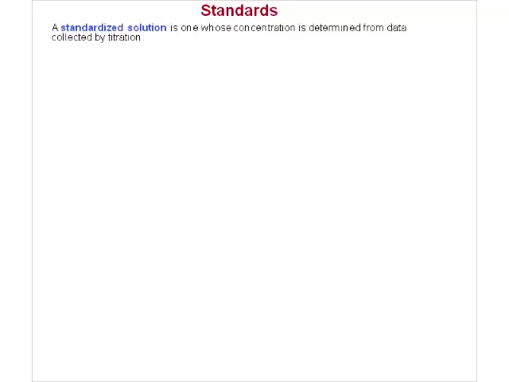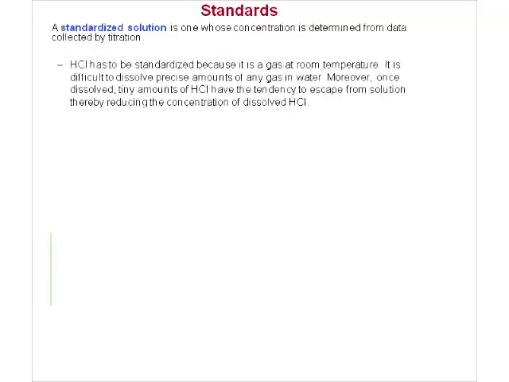So a standardized solution is one where we know exactly what the concentration is. It's very carefully arrived at, and everything is done perfectly, and if it's written on the bottle that it's 0.100 moles per liter, then we're confident that it is that concentration. But that's not true for all solutions. Some solutions are not good for being standards. They're like me as a runner. I'm not a very good standard because I'm not very fast.